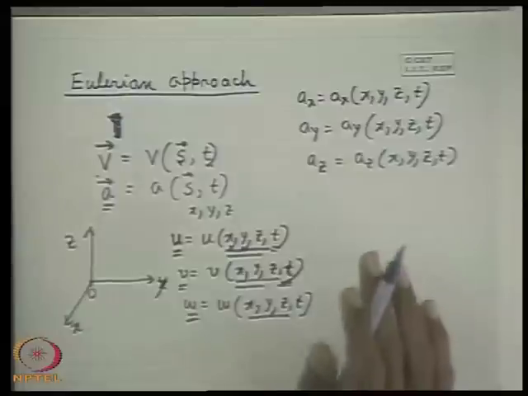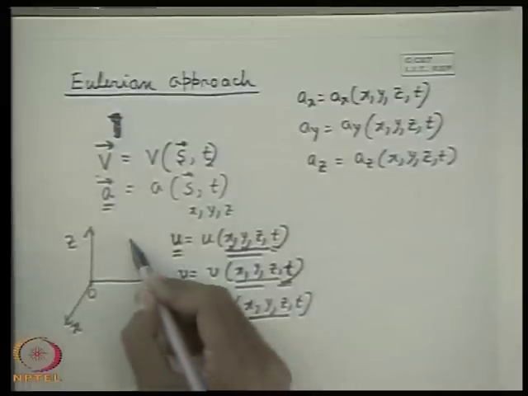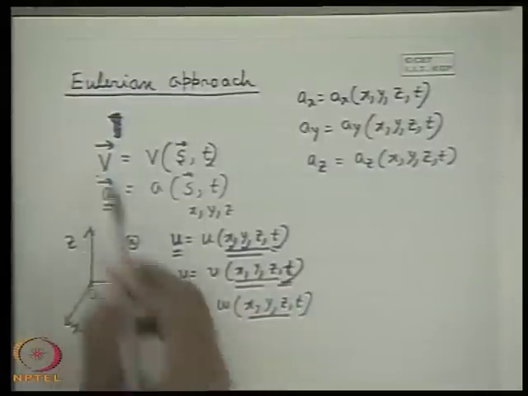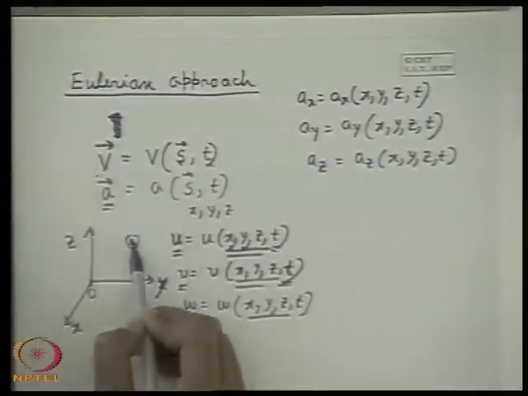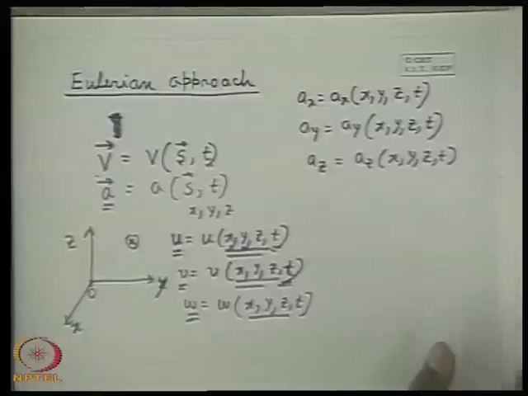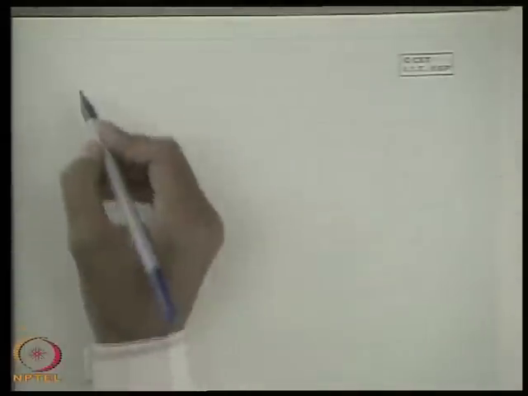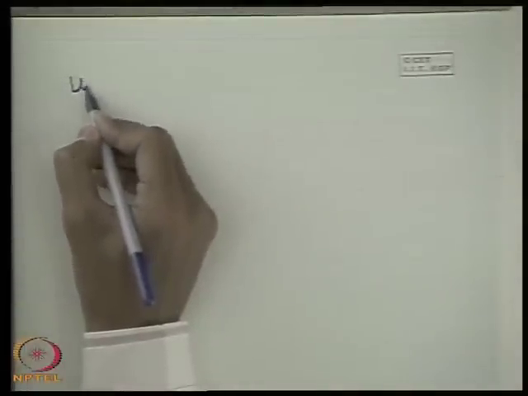Therefore, the Lagrangian approach tells that when a particle comes at a particular point at a particular time, the velocity vector at that point at that time is the velocity of the particle which comes at that point. Next, we will come to the concept of uniform flow and steady flow.